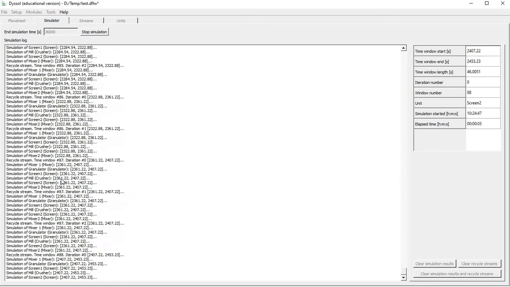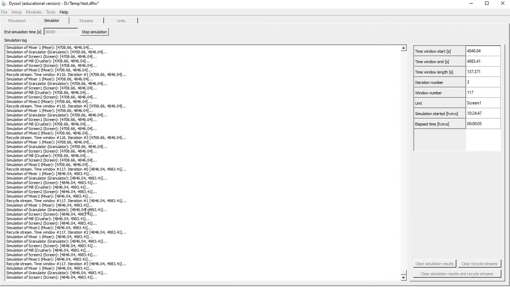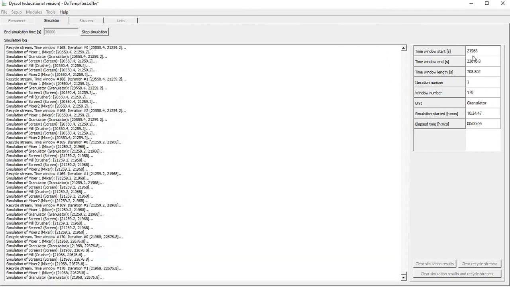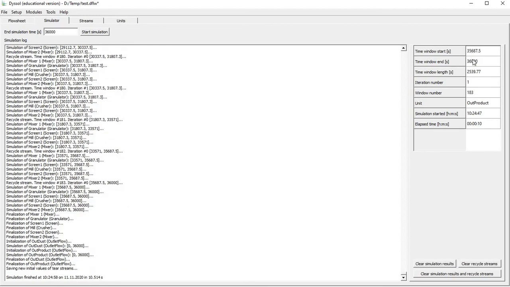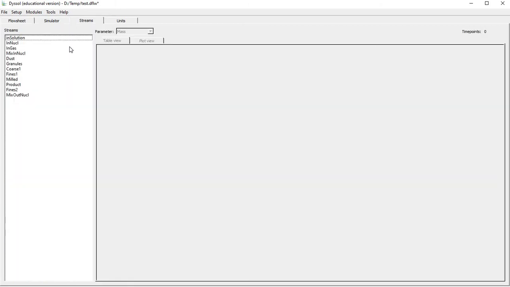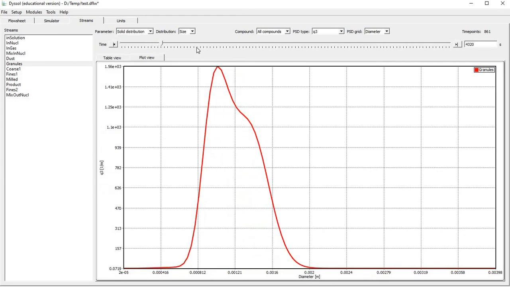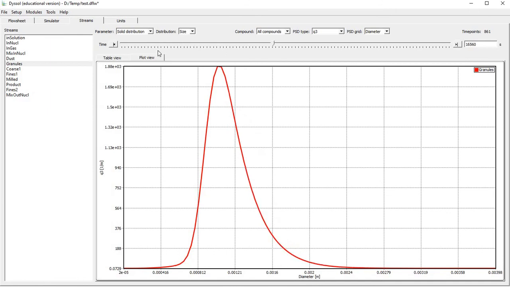So you can see, for example, the time which is reached. Currently we have already reached 12,000 seconds, and now the simulation has finished. Now I can jump to my simulation results and see what happened within the process. I want to see the solid distribution in the graphical representation. And with the time slider we can see how the particle size distribution is modified.